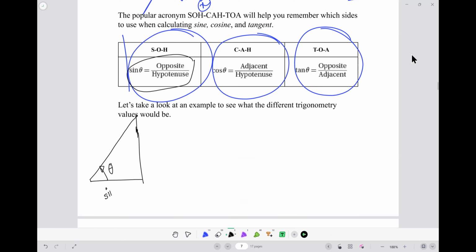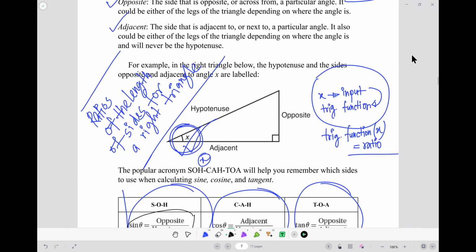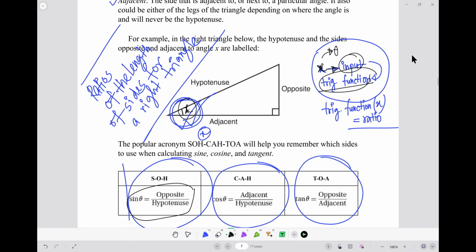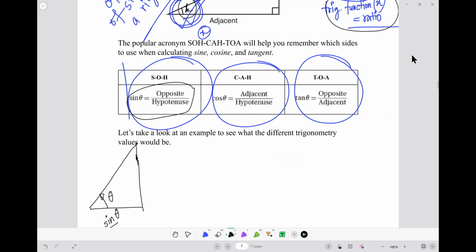The sine is a trigonometric function, and theta is the angle. As we already said, x is the angle here, so theta is also an angle. So the angle is the input for a trig function, and the trig function for a right triangle is a ratio. Do you understand what I'm talking about? Yeah.